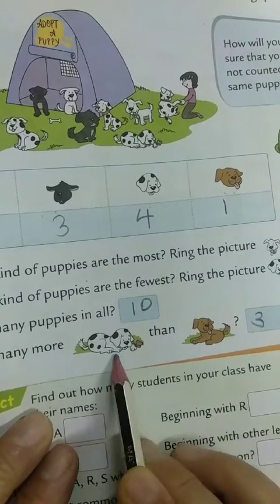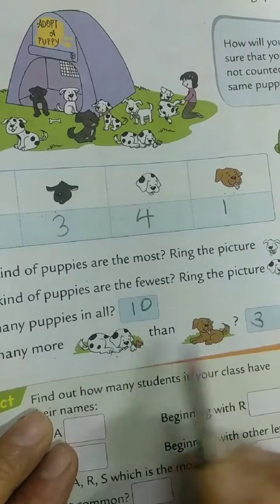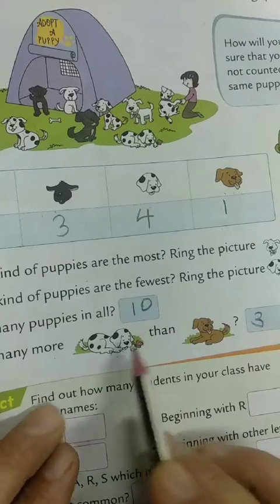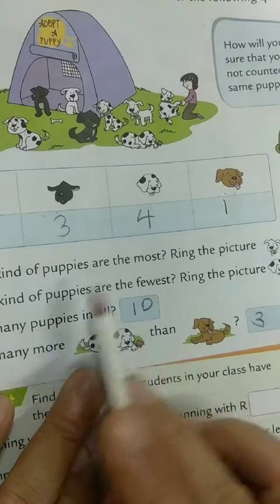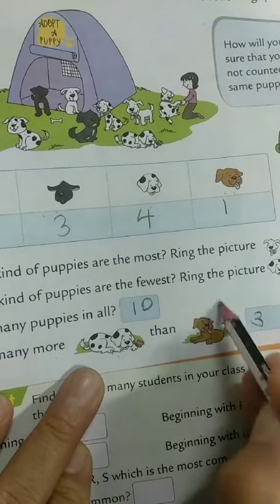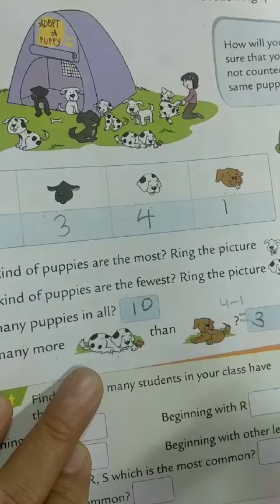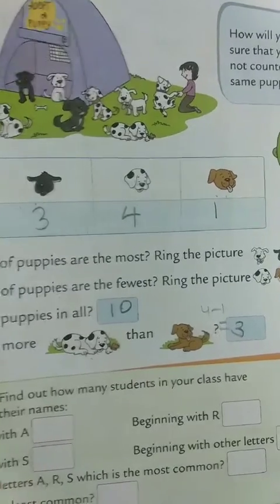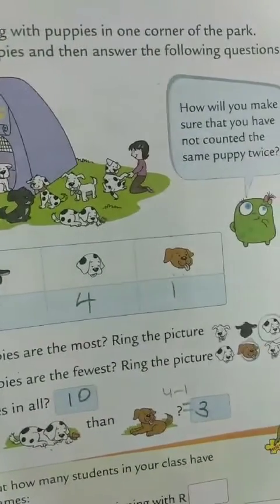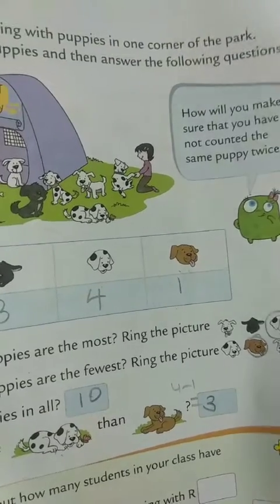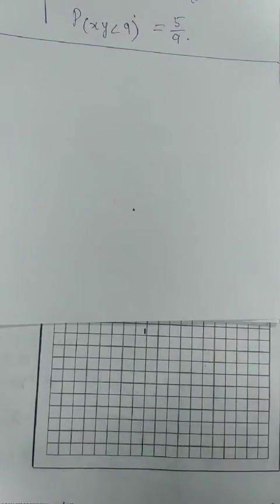Okay, how many more is this than this one? This type and this one. These are actually 4 and this one is 1. So 4 minus 1 is equal to 3. 3 more than this. So this way you can do this page. Now we will go to the next page. Project you can do downside. You have to write the name starting with A, how many students in your class.